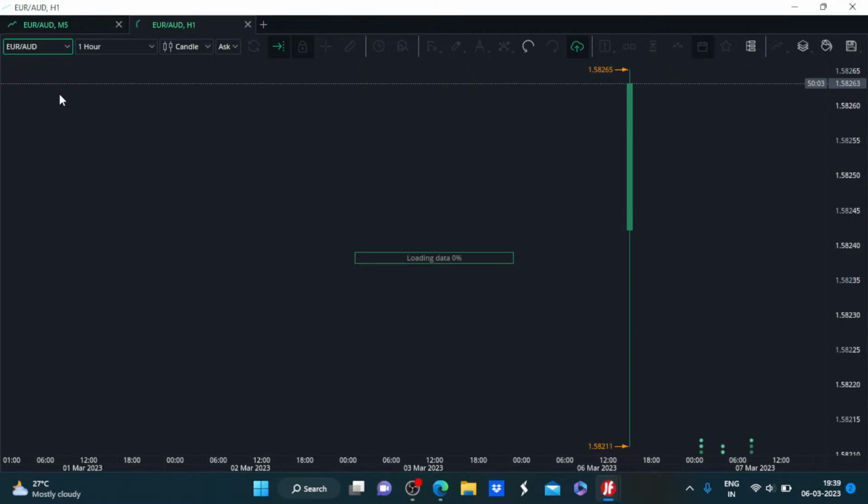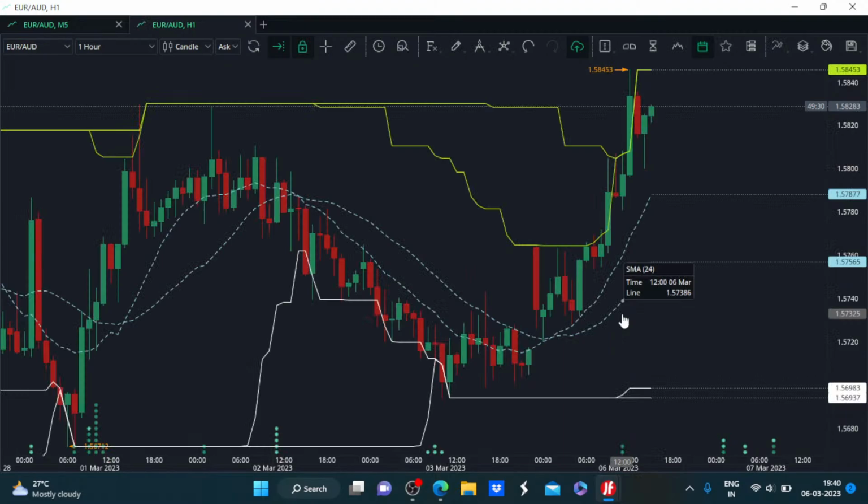As I said earlier also, the euro is one of the strongest currencies in today's trading session. It has been able to hold the ground against the US dollar, whereas for other major currencies the US dollar has been dominating the proceedings. So that makes the euro AUD one of the obvious contenders for a buy on dips trade.